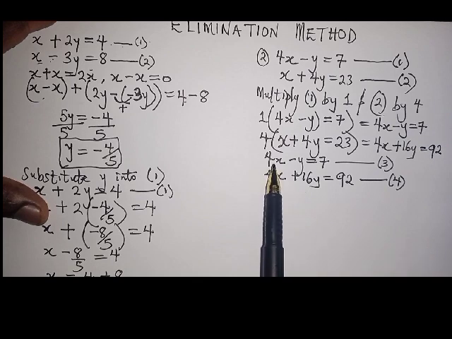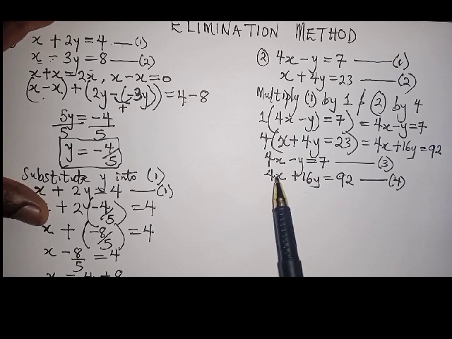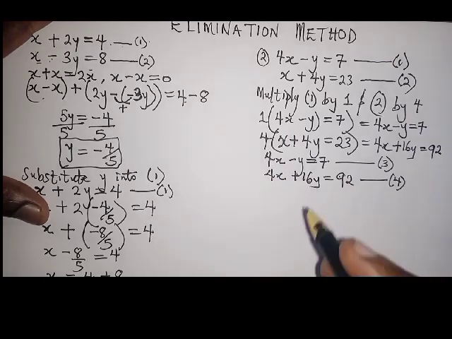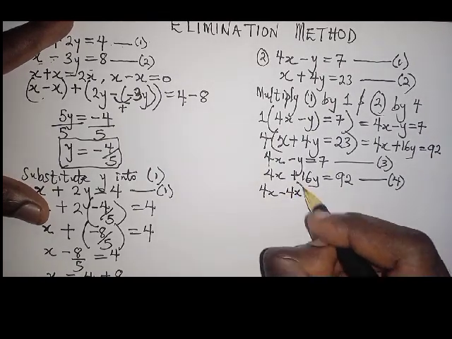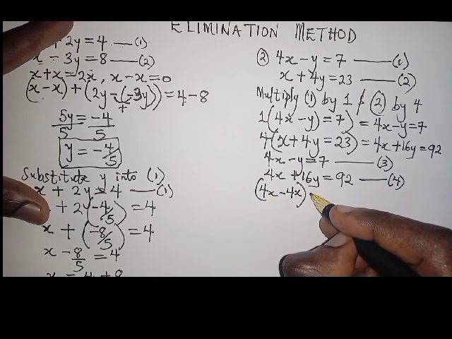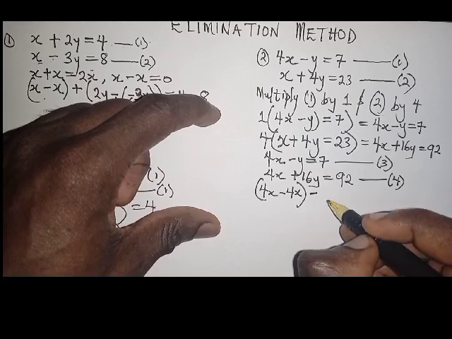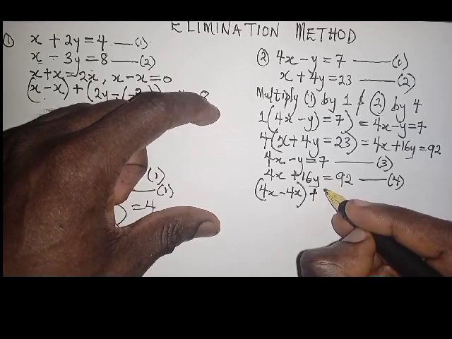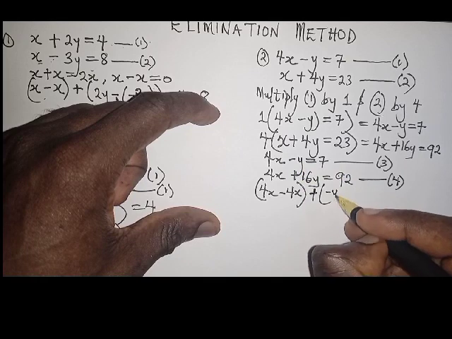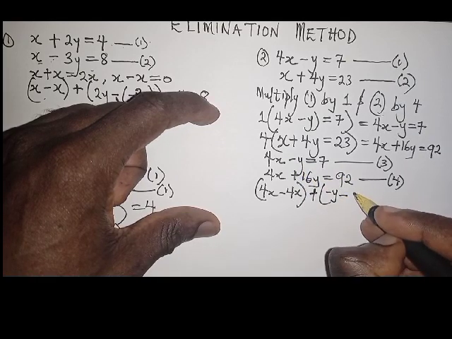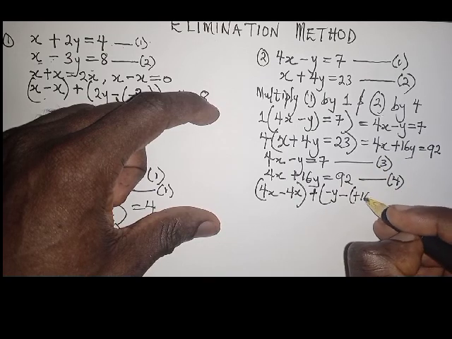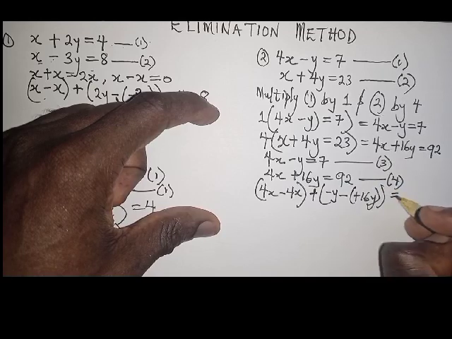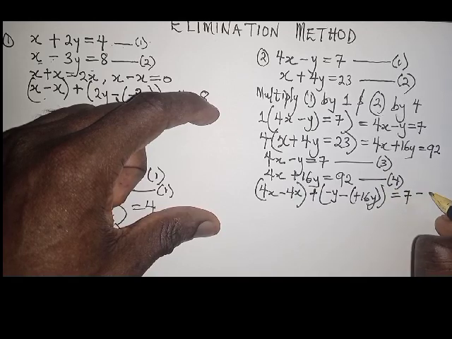What do I need to do? If I try to add up the two equations, the x term would not be eliminated. But if I subtract, it's going to be eliminated. So I'm going to subtract. So I'll say 4x minus 4x, minus y minus plus 16y equals 7 minus 92.